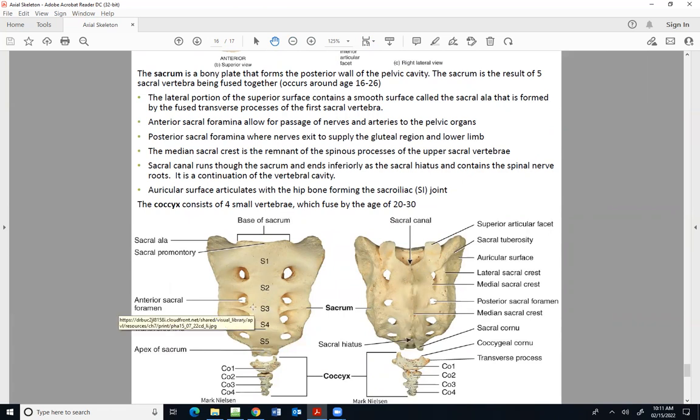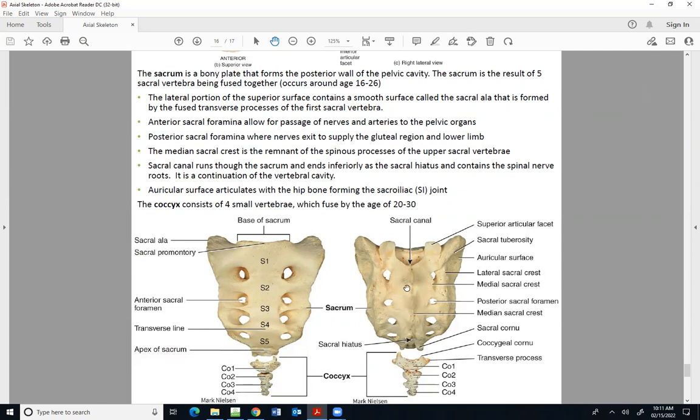Let's talk now about what's called the sacral ala. This is on the lateral portion of the superior surface. It's a smooth surface formed by the fused transverse processes of the first sacral vertebra. The sacral ala is labeled right here. You can see it's this flared portion right there. So highlight that.